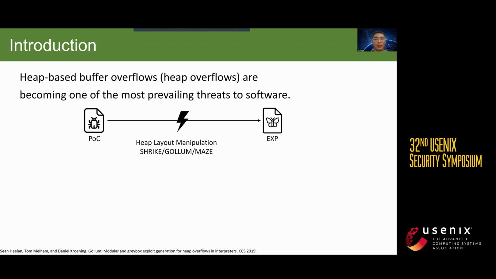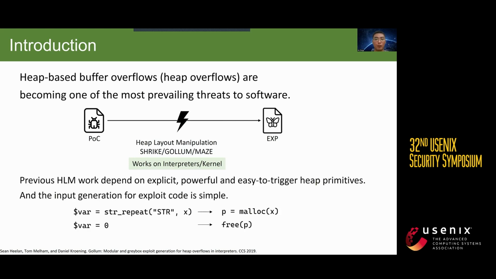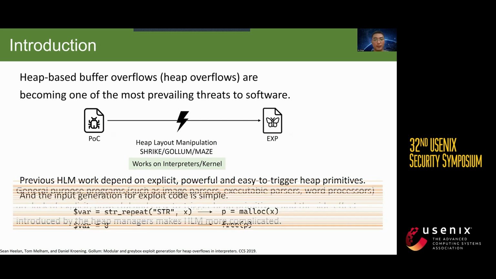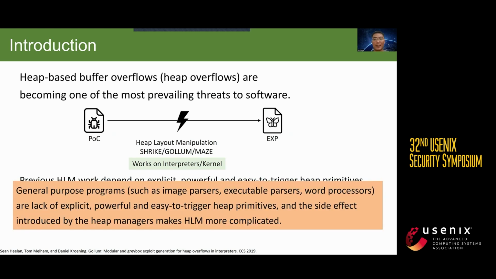Previous researchers have proposed some automatic heap layout manipulation methods. However, this work only works well on interpreters or kernels because they depend on explicit heap primitives. For example, defining a variable by string repeat with size x in PHP can easily trigger malloc x. However, general-purpose programs like image parsers and executable parsers lack such primitives, and the side effect introduced by chunk split and merge makes layout manipulation more complicated.